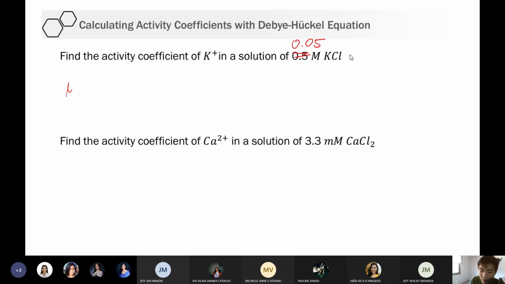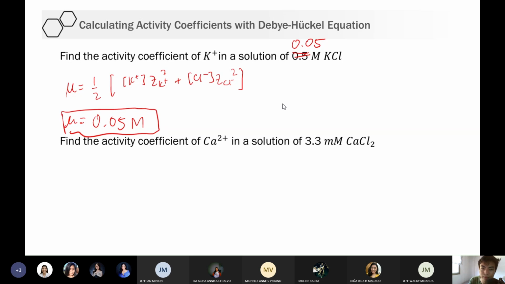Of course, you will get the mu first. That's 1/2 the concentration of K plus times its charge squared plus the concentration of chloride ion times the charge of the chloride ion squared. If you plug in all the info from the dissociation reaction of KCl, you will get 0.05 molar. You can do that with mental math.